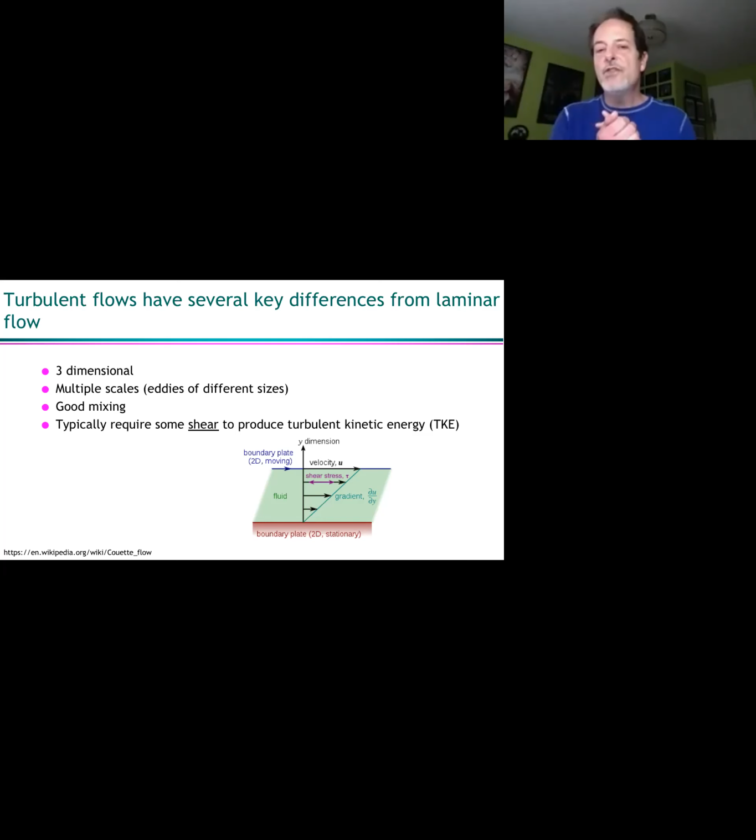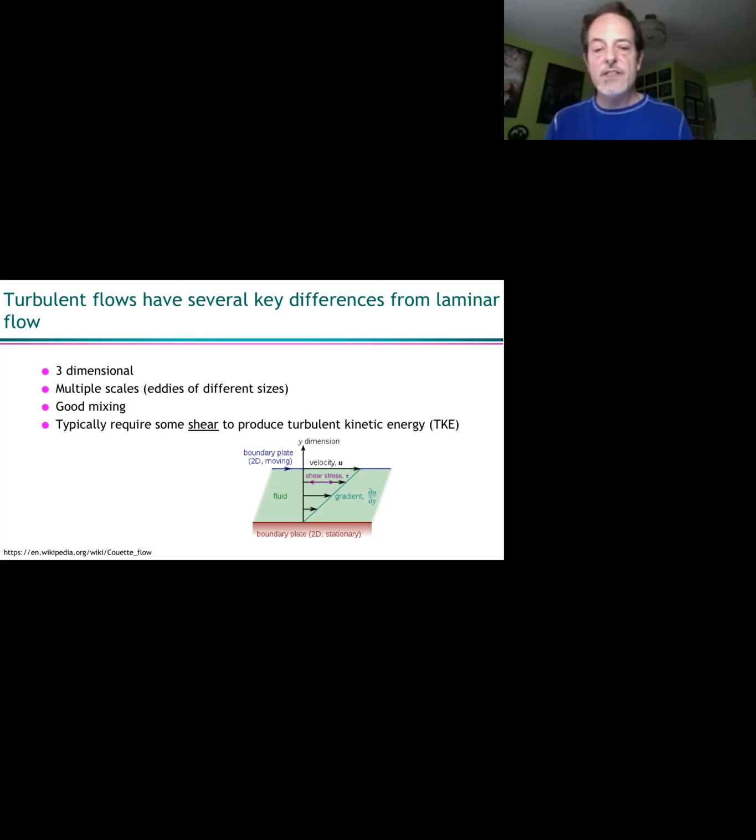If you want to mix two different chemicals or mix hot water and cold water or transfer momentum from one fluid to another, you really require turbulence to do that, to get the good mixing. And finally, turbulence requires some sort of shear to produce the turbulent kinetic energy, also known as TKE, which I'll refer to throughout this.